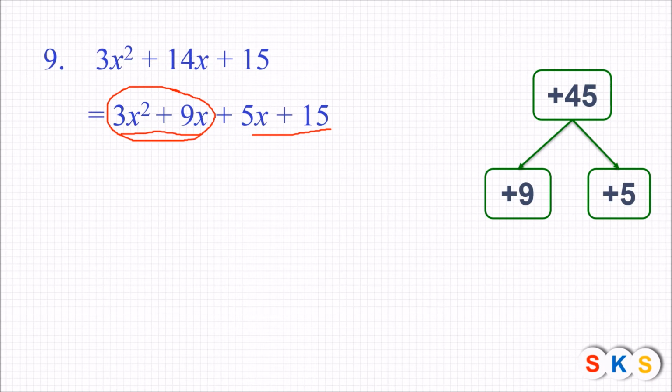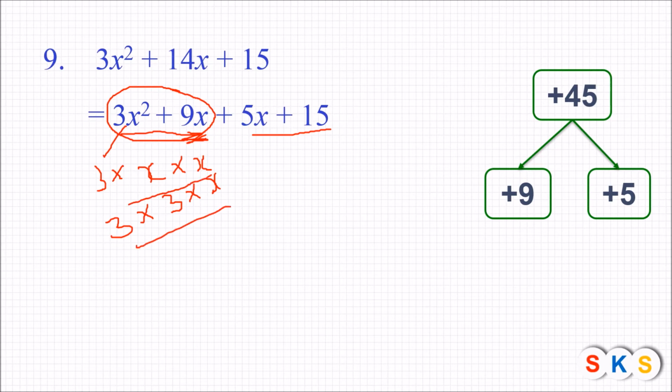So the common between these two terms is 3x, because 3x square means 3 into x into x, right? The factors of this term are 3 into x into x, and the factors of 9x you can write as 3 into 3 into x. Correct? So what is common over here? You can see that 3 and x are common. So 3 into x is common, and we will take 3x as common.